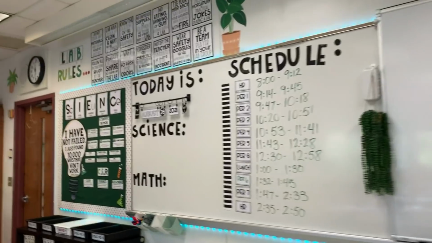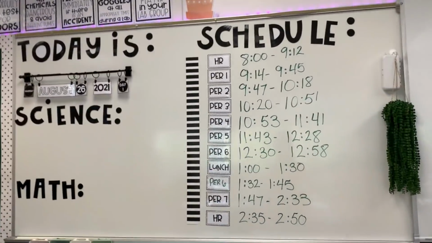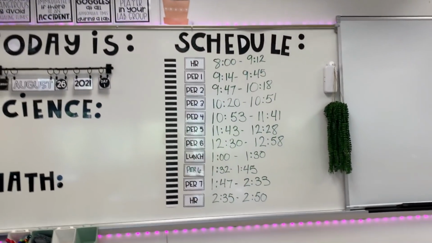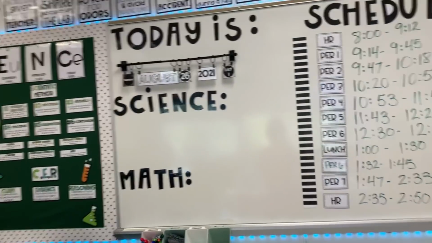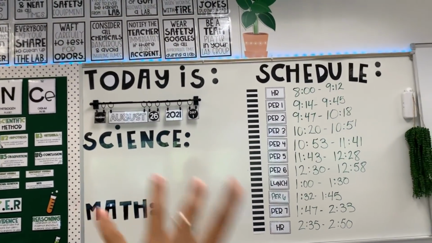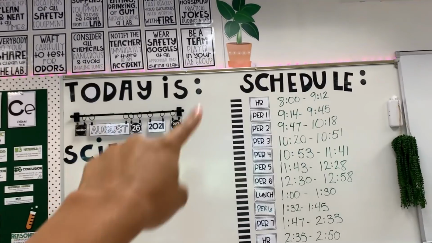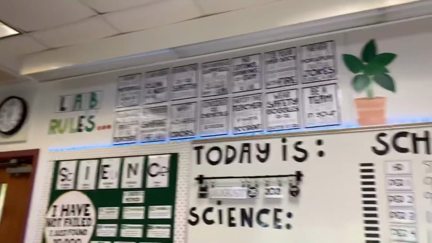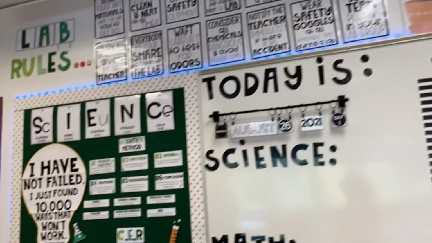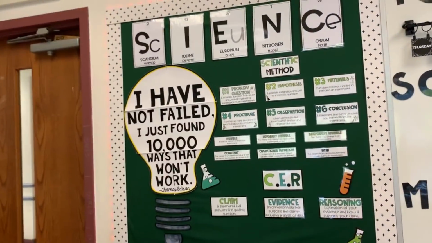Here is the other side of my whiteboard. Here is my schedule. This is my schedule for the first day, so that's why this is here. My math and science, this is where I will put our coursework and objectives for the day, and there is the calendar. Up here are my lab rules and a little plant, and my science bulletin board.